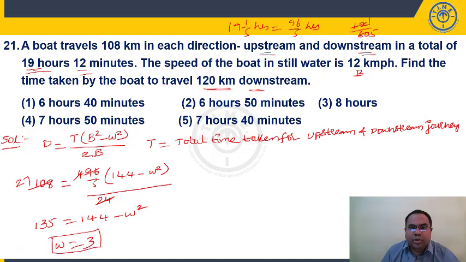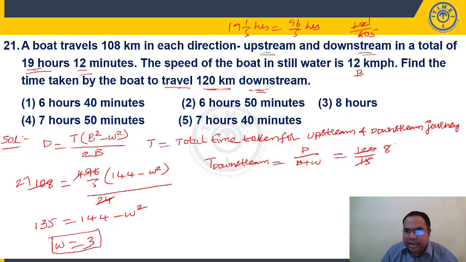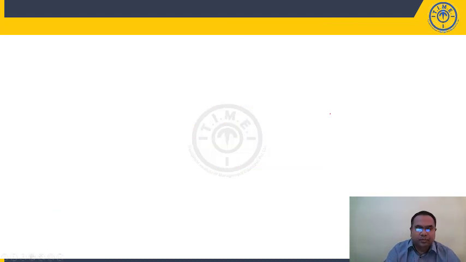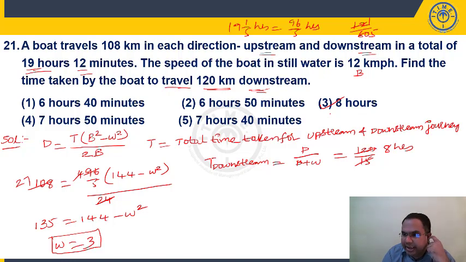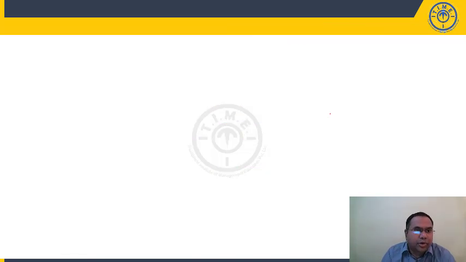Now what is the question? Time taken to travel 120 kilometers downstream. What is time taken for downstream? Distance traveled by downstream speed. What is downstream speed? B plus W. So 120 kilometers, B plus W is 12 plus 3, 15. This goes 8 times. So 8 hours. 8 hours is present in choice 3. Right? Move on to next question.